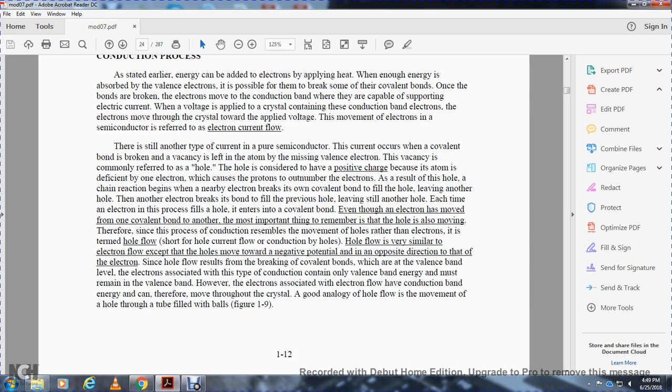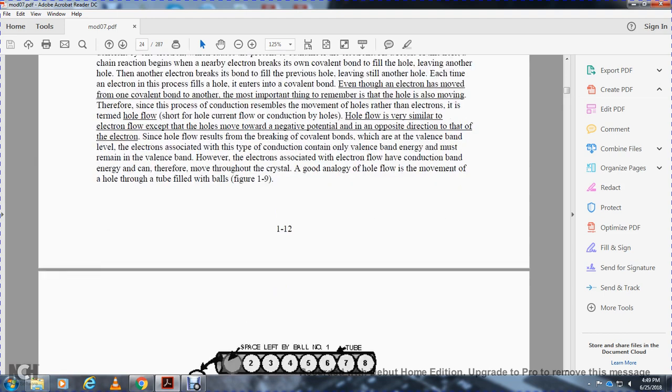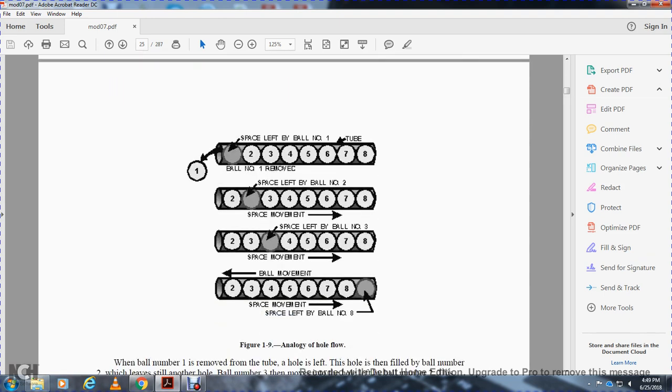Since hole flow results from the breaking of a covalent bond, the electrons associated with this type of conduction must remain in the valence band energy level. However, the electrons associated with electron flow are in the conduction band energy level and can therefore move through the crystal more freely. A good analogy of hole flow is the movement of a hole through a tube filled with balls. Ball number 1 is removed, leaving a space. Then ball 2 moves into the space, then ball 3, and so on, so the space moves backward through the tube until it reaches ball number 8.